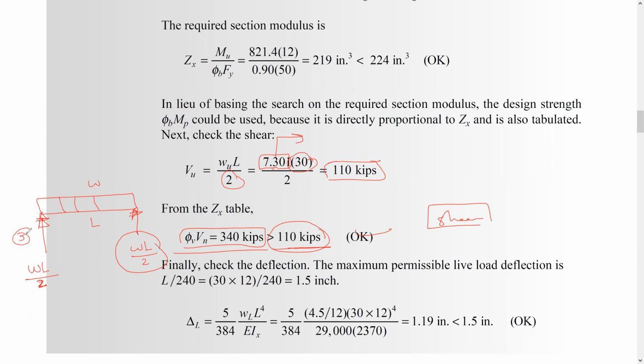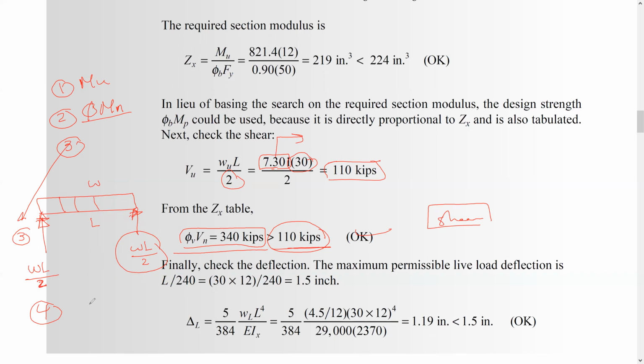Step number 1, select or calculate Mu. Step number 2, get a cross section and calculate the capacity. Of course there are two ways to calculate it. Step number 3, check the shear, which is this one. Step number 4, check the deflection.